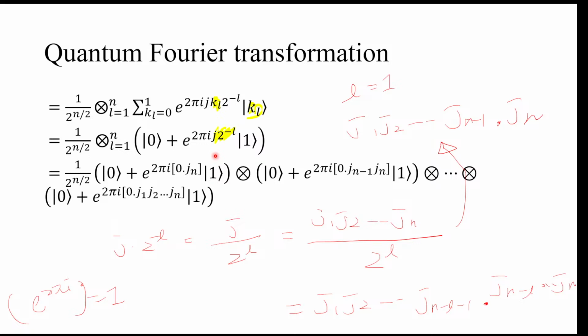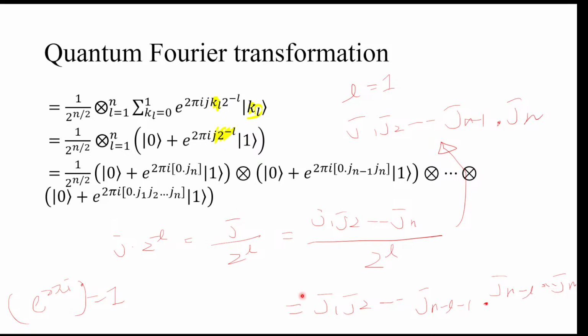And yeah, so then we think about this. What is j times 2 to the l in terms of binary? So j is j1, j2 to jn, and then divide by 2 to the l. Then you are just moving the decimal dot, or I guess it's not decimal, this binary dot. You're just moving this binary dot to the front by l units.